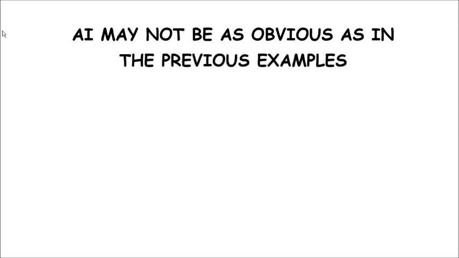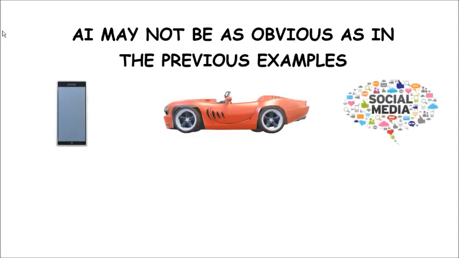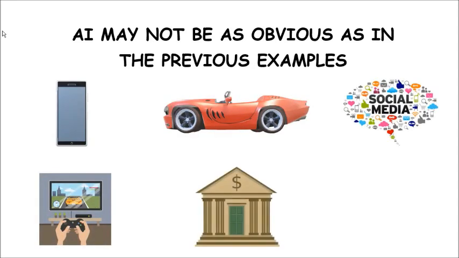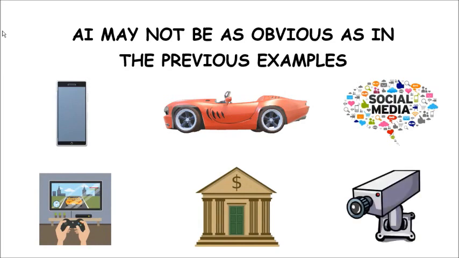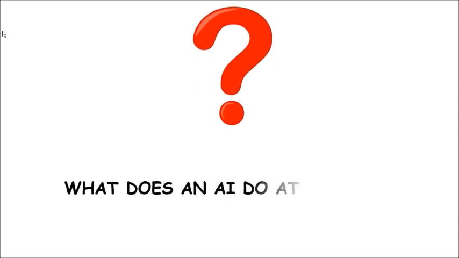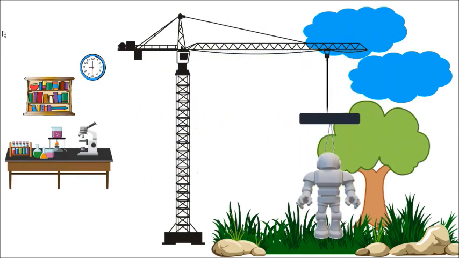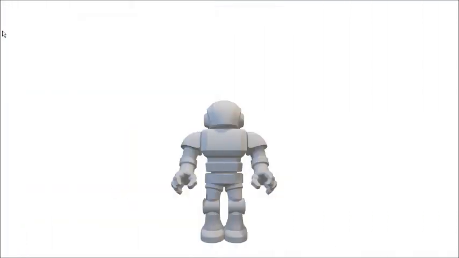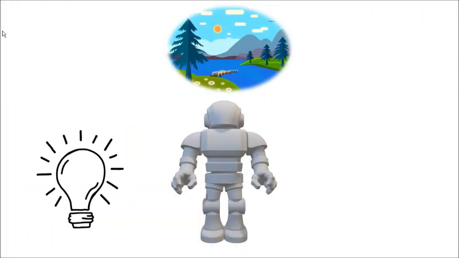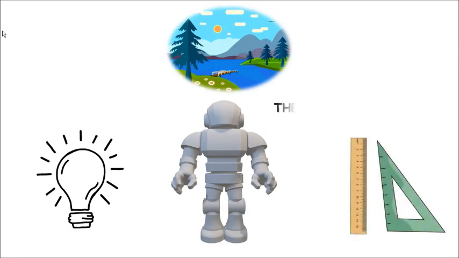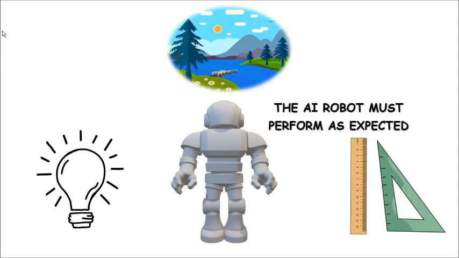But AI may not be as obvious as in the previous examples. In fact, AI is used in smartphones, cars, social media feeds, video games, banking, surveillance, and many other aspects of our daily life. The real question is, what does an AI do at its core? Here is a robot we built in a lab, which is now dropped onto a field. In spite of a variation in lighting, landscape, and dimensions of the field, the AI robot must perform as expected.